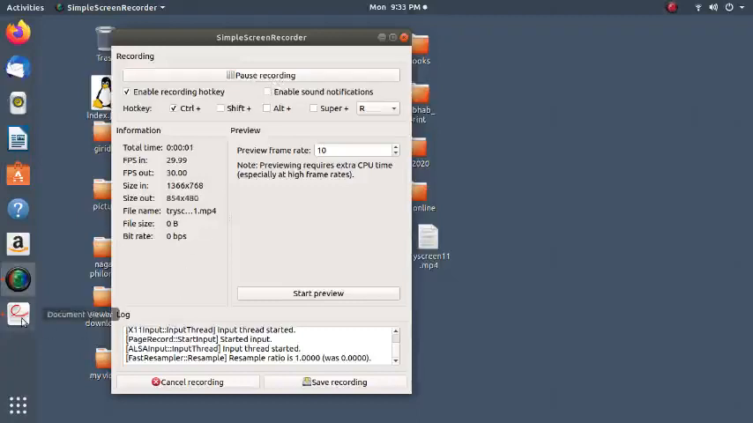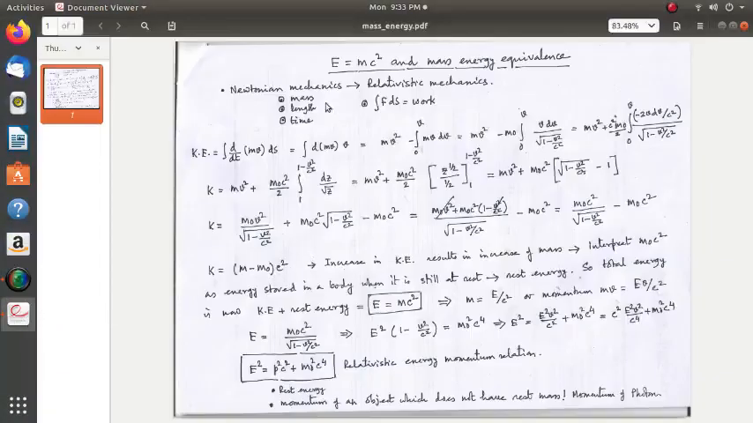Hello, in our lesson today, let us discuss the famous relation E equal to mc square and the mass energy equivalence. When we go from Newtonian mechanics to relativistic mechanics, many of our ideas need modification. The idea of mass, the idea of length, idea of time, they all change.